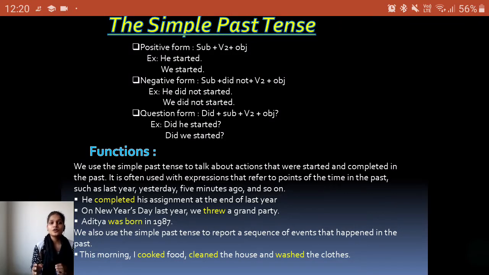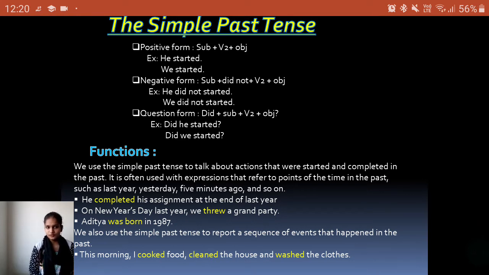In the last video, we learned the simple present tense and present continuous tense. In this video, we are going to learn the simple past tense and past continuous tense. Okay, so first the simple past tense. How do we write a sentence in simple past tense?